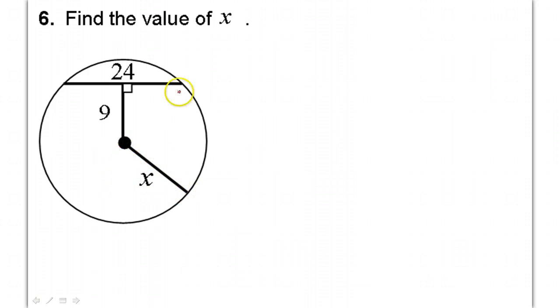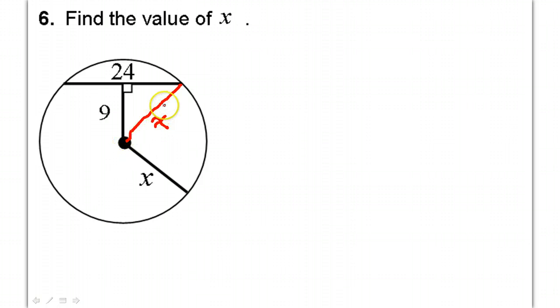But if I drew a radius here, that should also be length x. Alright, both the red and the black are radii, and in a circle, any radius should have the same length. So I can forget about this x down here and solve for this red x up here, and that should be the same thing. So how will I solve for this red x up here?